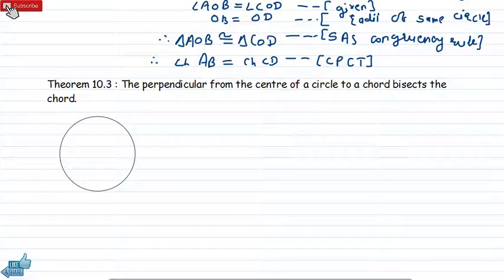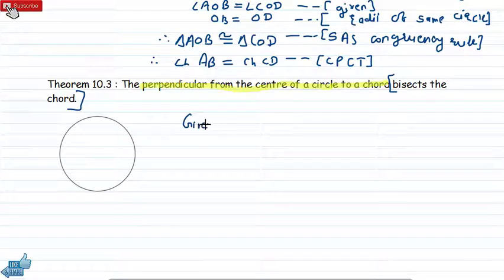I told you that first part is given, the perpendicular from the center. What is given? Perpendicular from the center of the circle to the chord. What we have to prove? The second part, that is, bisect the chord. Bisect the chord we have to prove. So how we just write? First of all, given.